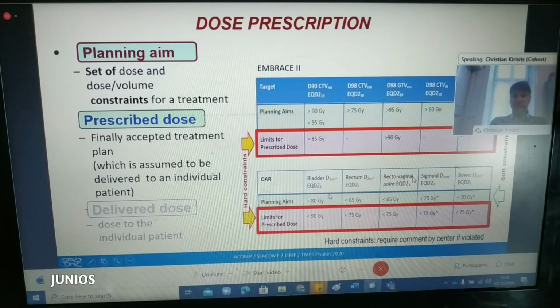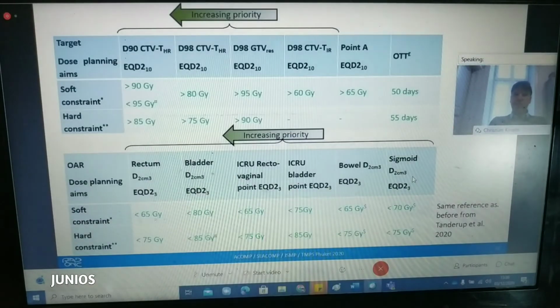So this is the situation we have. But we have to be careful. We have to be very careful. And this is, again, from the same reference as before, because there is different evidence. So for rectum and bladder, we really would like to have this hard constraint. They are very, very important.